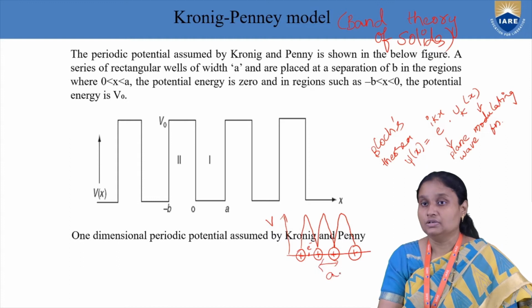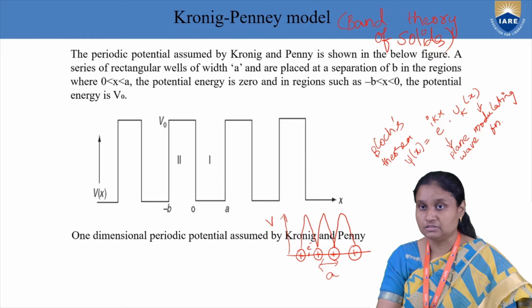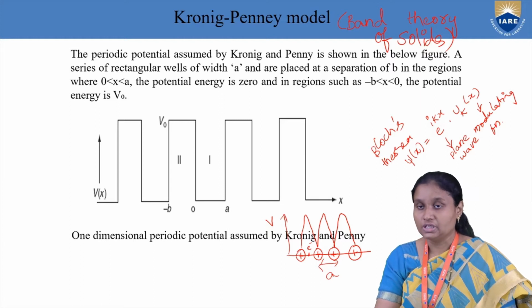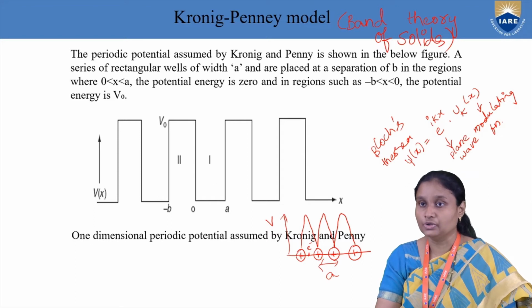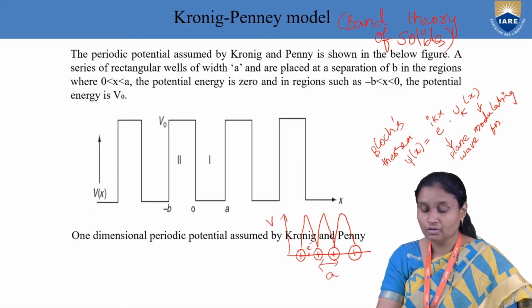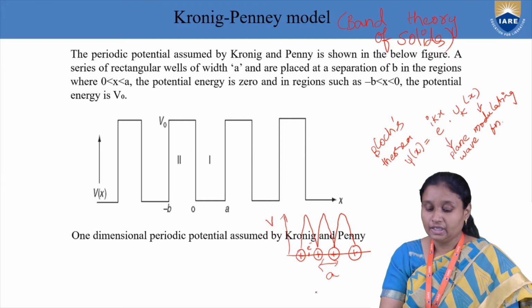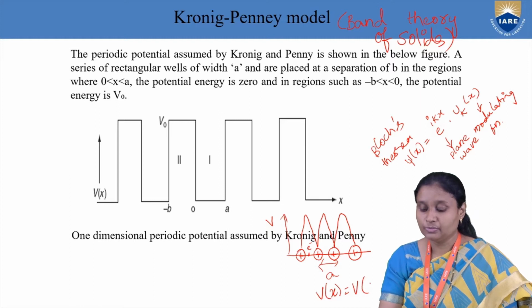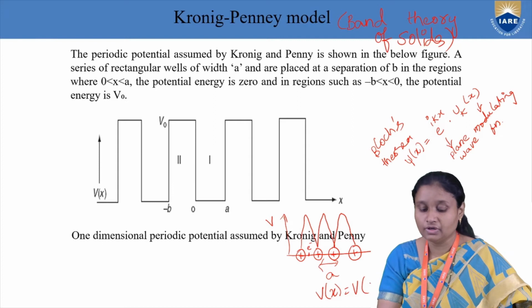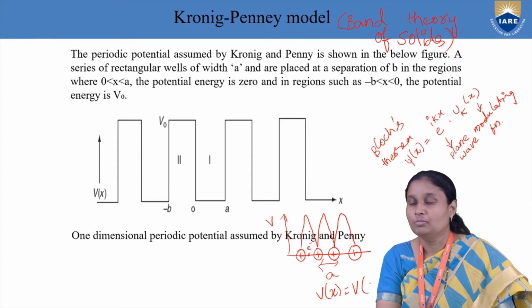A is the interionic spacing. Depending upon A, the potential is going to change. So this potential is called the periodic potential. We have written that V(x) = V(x + a). So what is the periodicity of that potential? It is a, which is nothing but the interionic spacing. The same concept we are going to explain using this model.